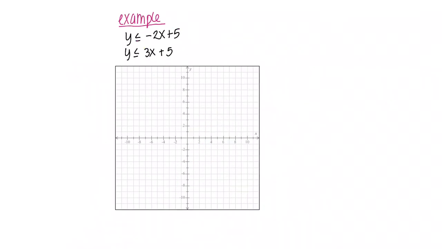Just one more example. Y less than or equal to negative 2x plus 5, y less than or equal to 3x plus 5. Plotting this guy first, plot your y-intercept. The slope is negative 2, so that's down 2, right 1. There's an underline, so this will be a solid line. And it's less than, which means shading below.